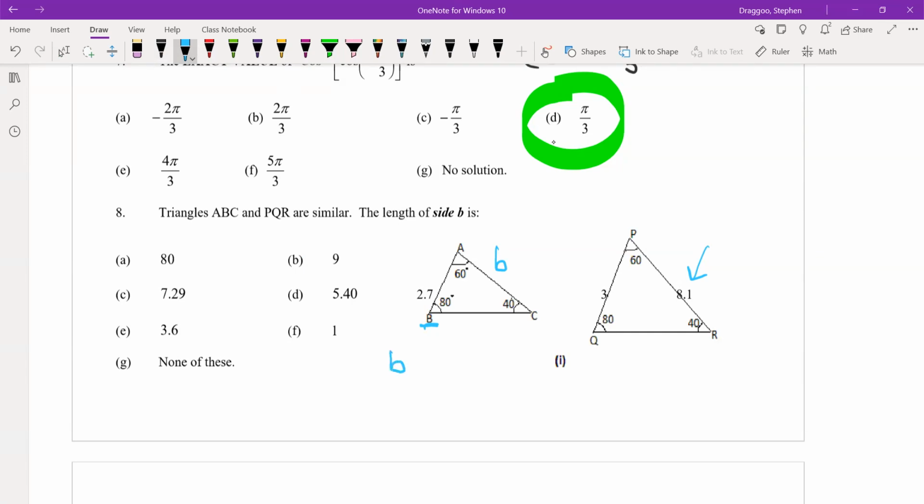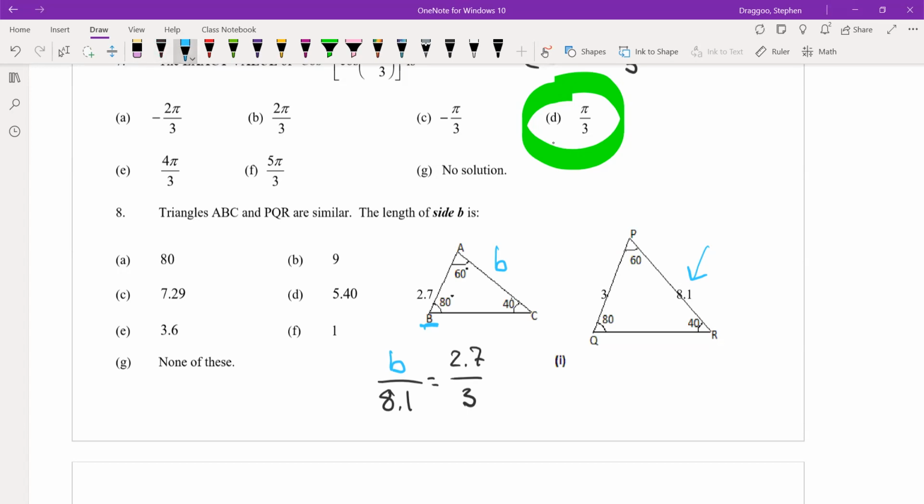So I've got B over 8.1 is equal to the only other ratio that I know, which is 2.7 over 3. Or another way of looking at this, if I'm looking at 2.7 compared to 3 being the ratio that I know, triangle ABC is 90% as large as PQR. Since 2.7 over 3 is going to be 0.9. If you prefer to think about it that way.